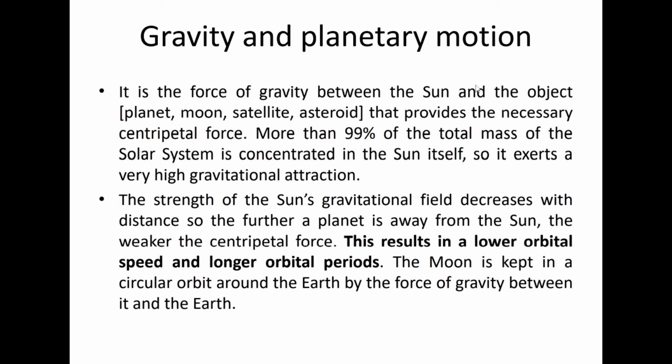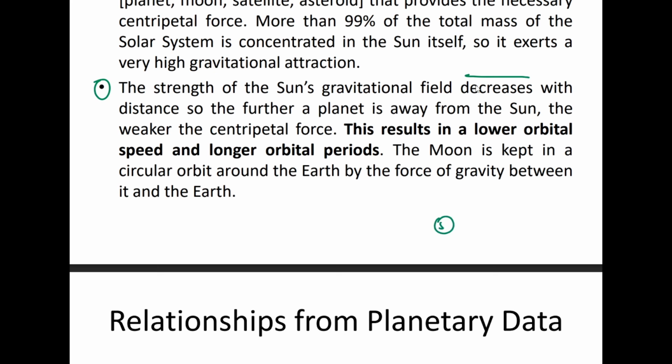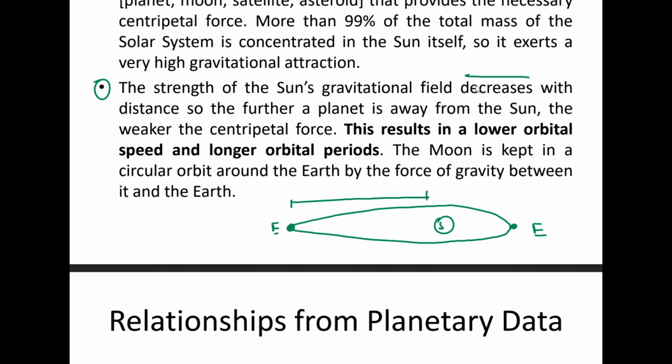Alright, so gravity and planetary motion, we have discussed that, and this is the important part: as the strength of the sun's gravitational field decreases, why is it decreasing? Because if I consider the sun at this point, the Earth is at this location in June and July, and in this location in winters. So the Earth is following an elliptical path, right? When it is further away, the value of g at this point is less. The value of g at this point is higher because it is closer to the sun.